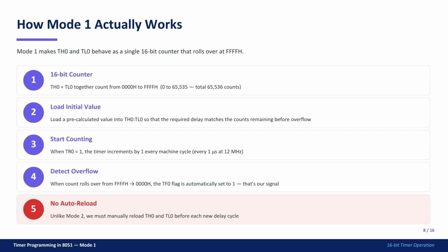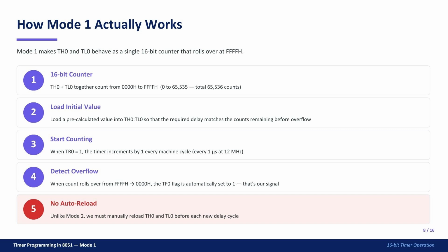Now comes the heart of the topic: how does mode 1 actually work? Here's the mechanism. Let's go step by step. First, TH0 and TL0 together form a 16-bit register. This register can count from 0000H all the way up to FFFFH. That's 0 up to 65535 in decimal.